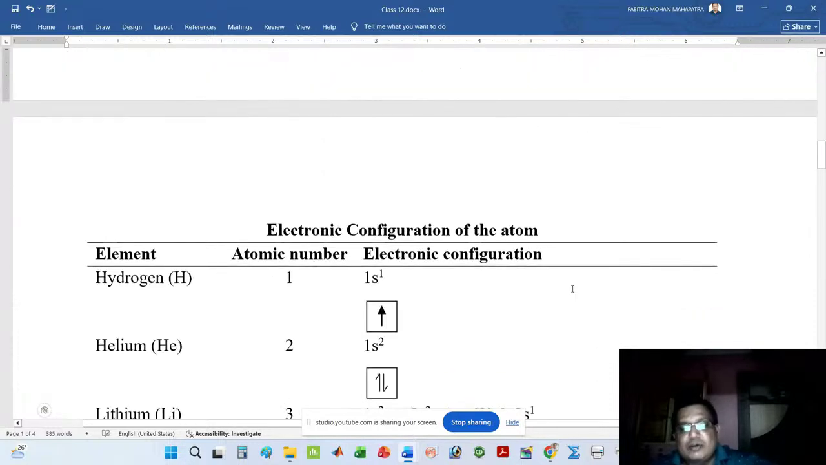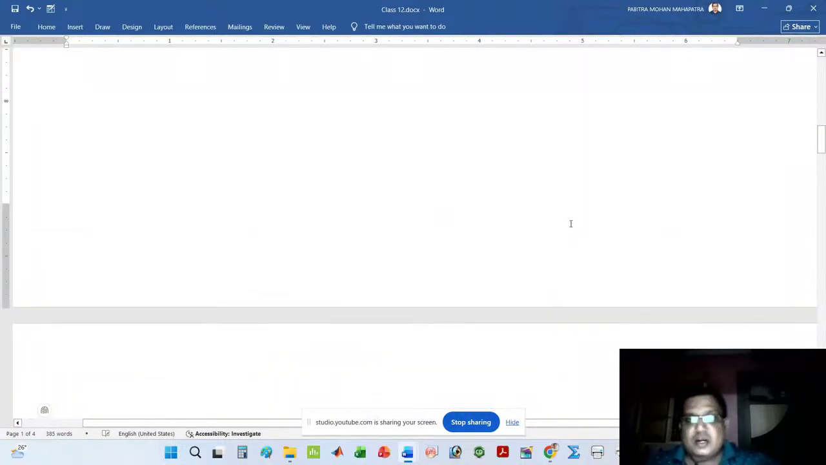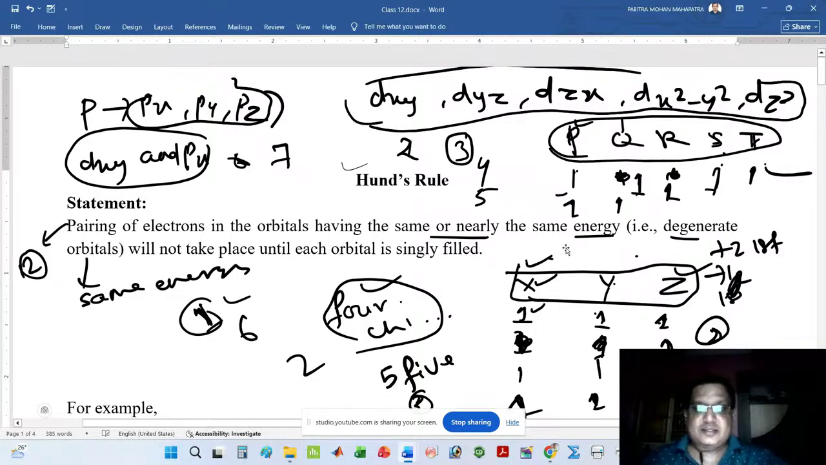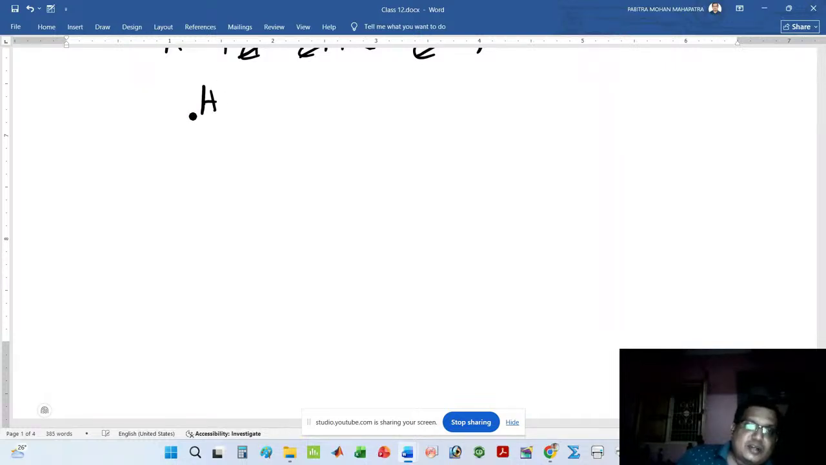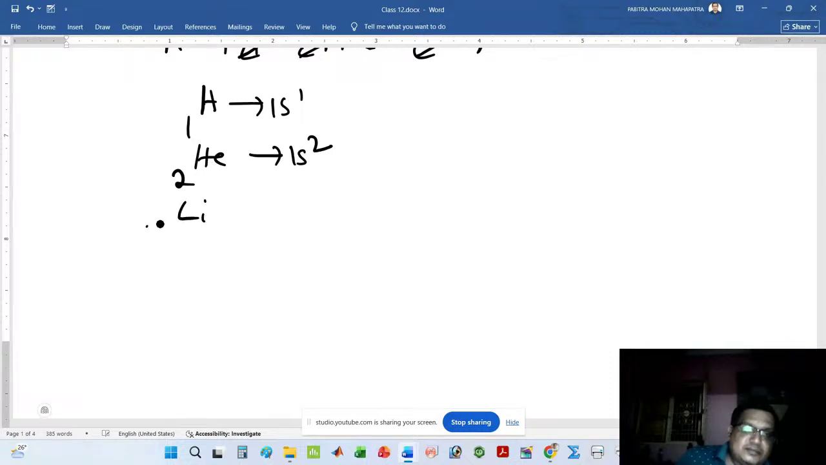Let me explain the electron configuration of other atoms. Then how I will write. Let me explain. Suppose come to the first atom, that is hydrogen. Hydrogen has 1 electron. So here I can write 1s1. Next go to helium. Helium has 2 electrons. Gives 1s2. Clear? Hydrogen, helium.